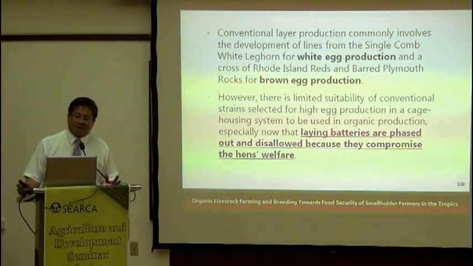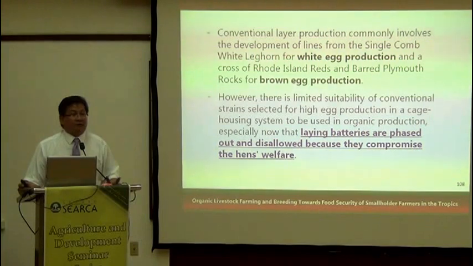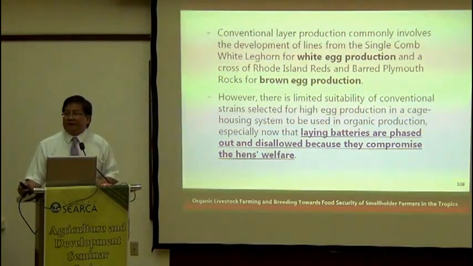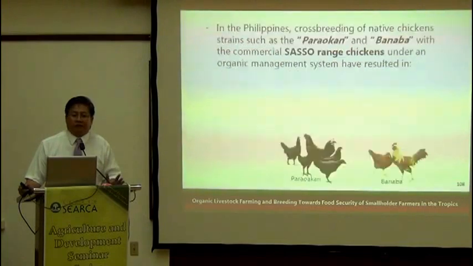Because in organic production, just like what's happening right now, the laying batteries are actually being phased out. They are not allowed because they compromise the hen's welfare. And that's where the main difference is, for layers, but not necessarily for the broilers.